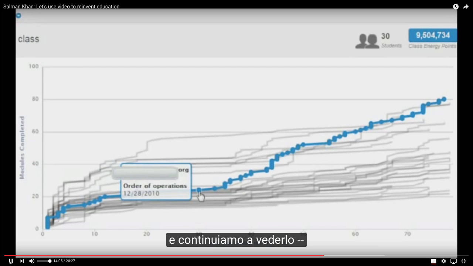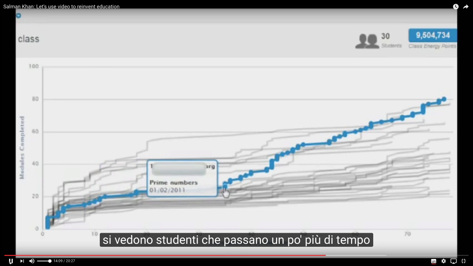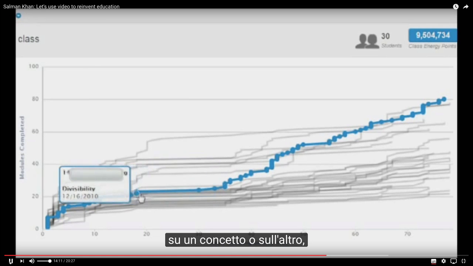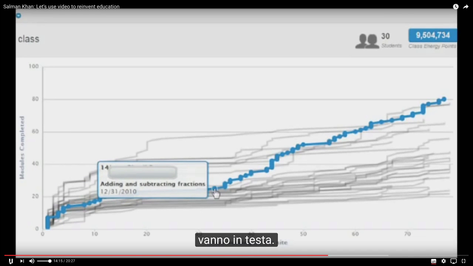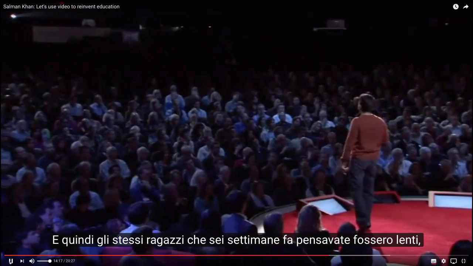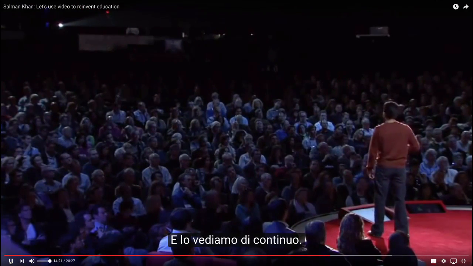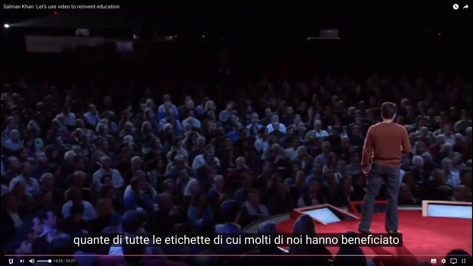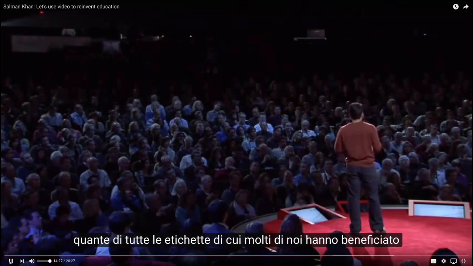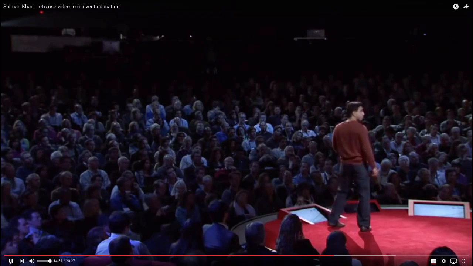But when you let every student work at their own pace, and we see it over and over and over again, you see students who took a little bit extra time on one concept or another, but once they get through that concept, they just race ahead. And so the same kids that you thought were slow 6 weeks ago, you now would think are gifted. We're seeing it over and over again. And it makes you really wonder how much of all the labels that a lot of us have benefited from were really just due to a coincidence of time.